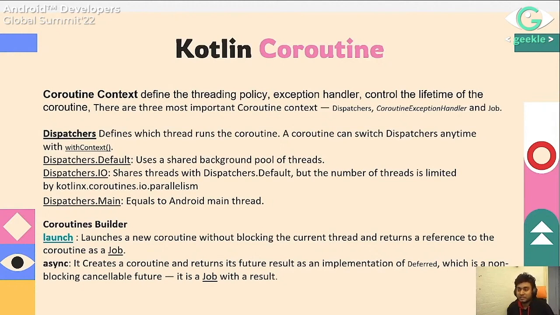So mainly there are three dispatchers: Dispatchers.Default, Dispatchers.IO, and Dispatchers.Main. Dispatchers.Default uses a shared background pool of threads. By default, the maximum number of threads used by the dispatcher is equal to the number of CPU cores, but at least two. And Dispatchers.IO mainly shares the threads with Dispatchers.Default, but the number of threads is limited by the Kotlin parallelism. And another one is Dispatchers.Main. It's equal to the Android main thread.